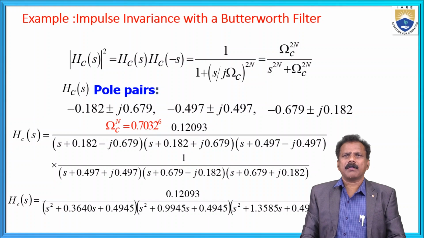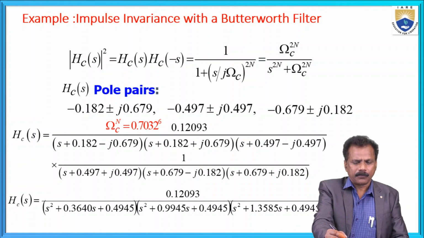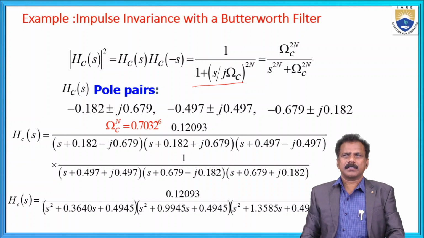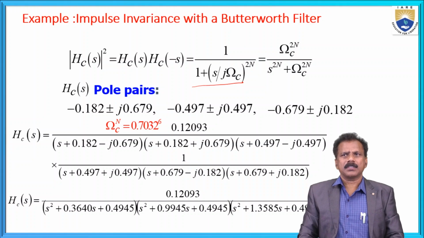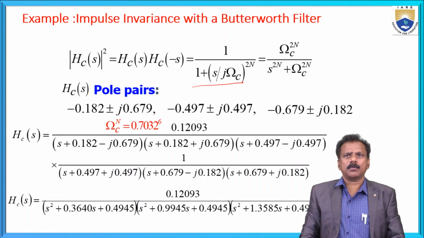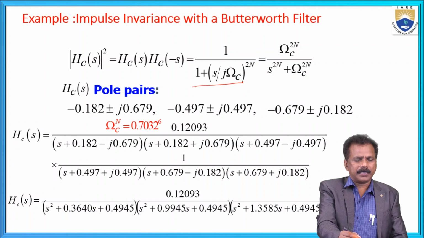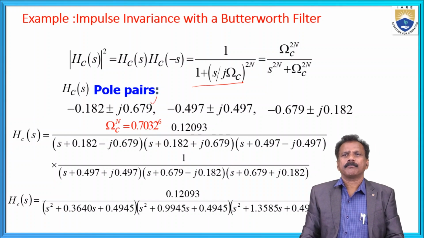So here it is, Hc of s times Hc of minus s is equal to 1 by 1 plus (s by j omega c) whole power 2n. Now it is also equal to omega c power 2n by s power 2n plus omega c power 2n. So where Hc of s, the pole pairs, if you have to consider them, are minus 0.182 plus or minus j 0.679, next minus 0.497 plus or minus j 0.497, minus 0.679 plus or minus j 0.182.